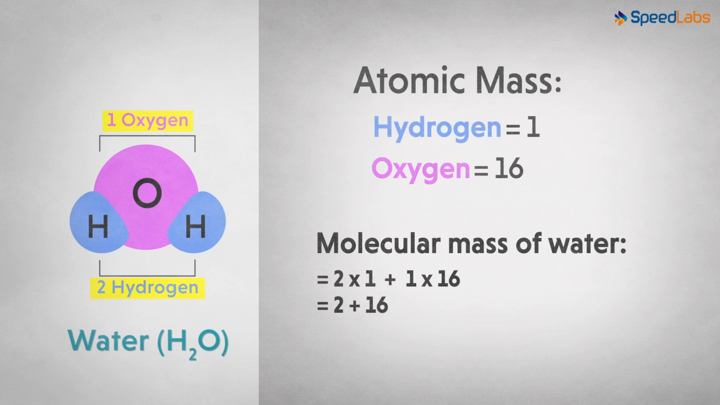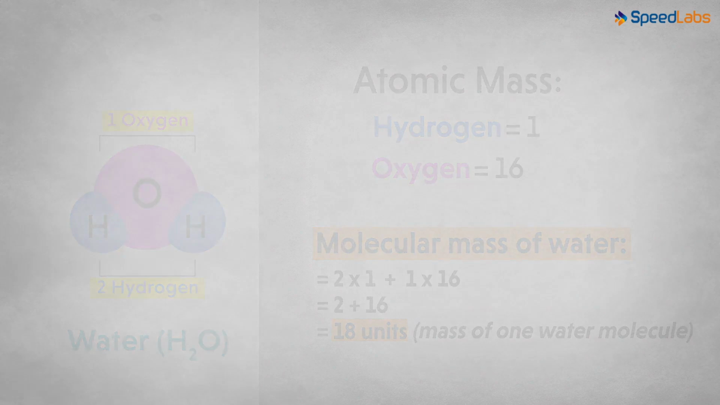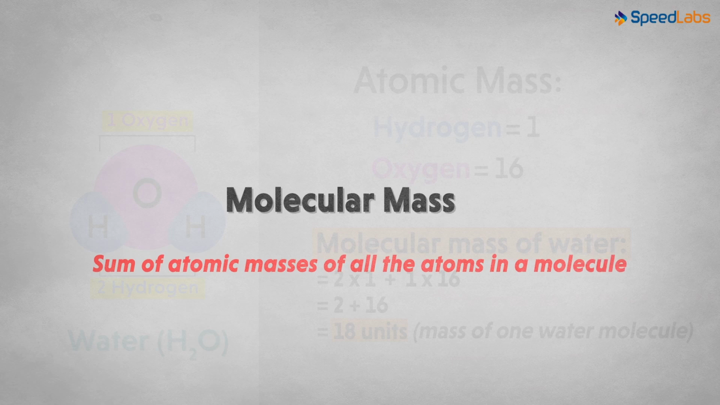And 2 plus 16 is 18 units. That's the molecular mass of water. Or we can say it's the mass of 1 molecule of water. Yes, that is how we calculate the molecular mass of any molecule. And how do we define this? It's simple. We define it as the sum of atomic masses of all the atoms in a molecule. But how do we express it? Just like atomic mass, we express it in atomic mass units abbreviated as U.